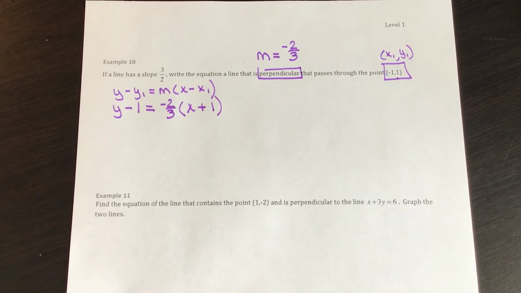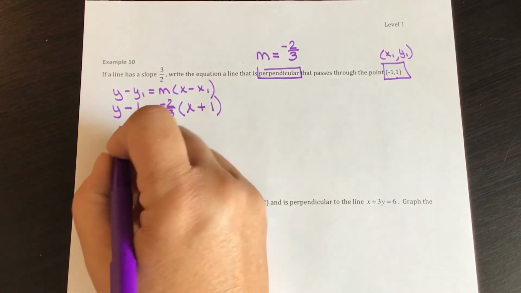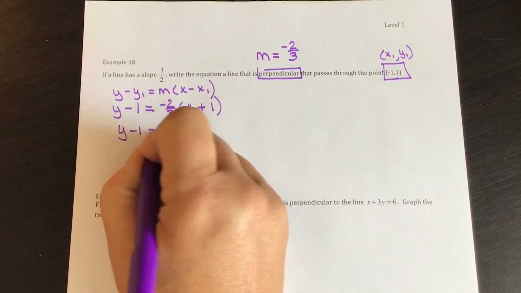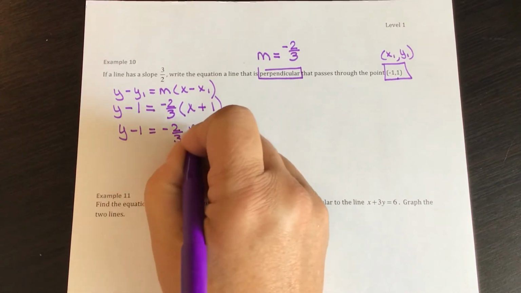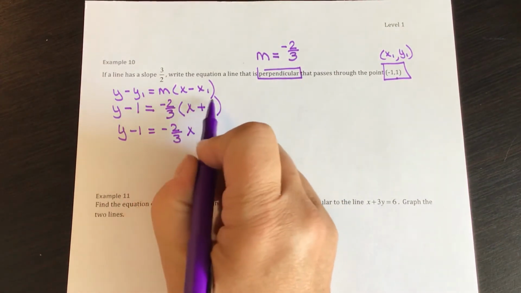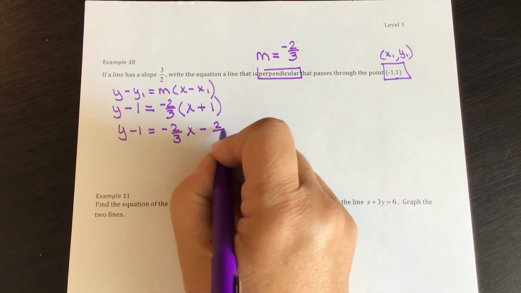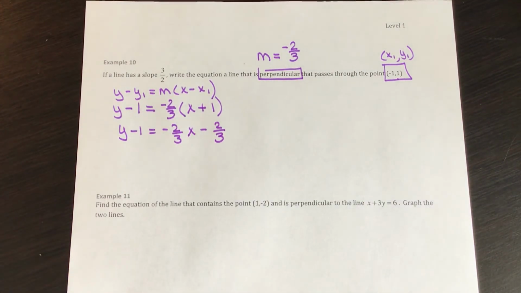All right, so I'm not going to leave it in point slope form. Let's distribute and see what happens here. I have y minus 1 equals negative 2/3 times x, and negative 2/3 times 1 is minus 2/3. All right, so if I'm going to put this in standard form or general form, however we want to call it. Different textbooks call it different names, either standard or general. To me, it's the same thing.